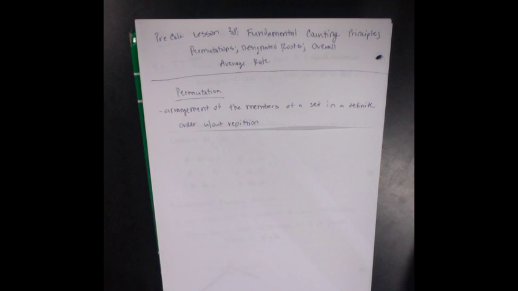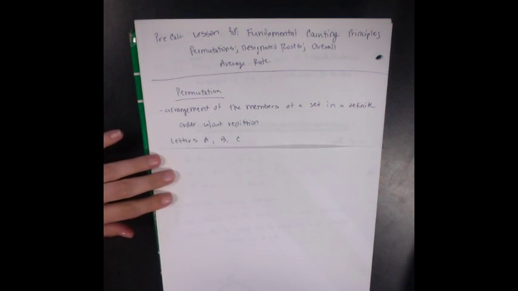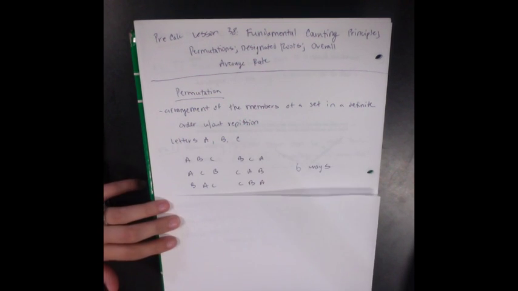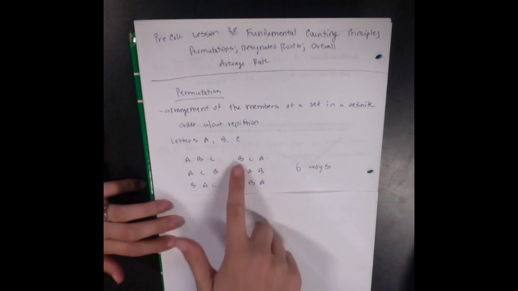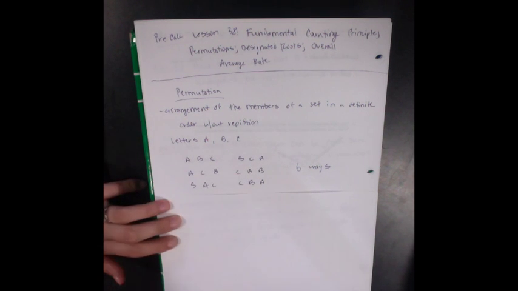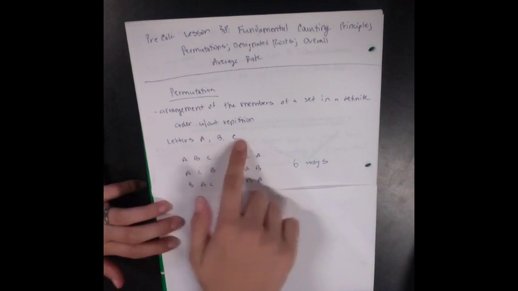A permutation is the arrangement of the members of a set in a definite order without repetition. So you're given a particular set and you are to arrange things over and over. Like this. Let's look at the letters A, B, and C. We want to look at how many different ways we can arrange A, B, and C. We can actually arrange them 6 ways, right? ABC, ACB, BAC, BCA, CAB, and CBA. 6 different ways we can arrange the orders of this set, right?